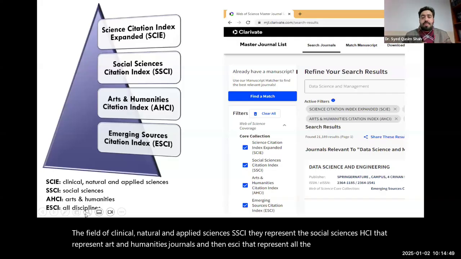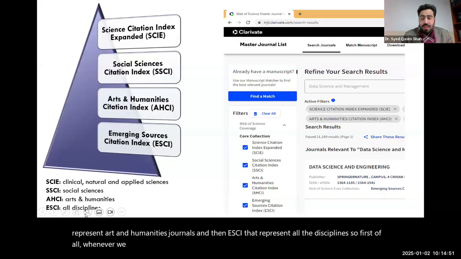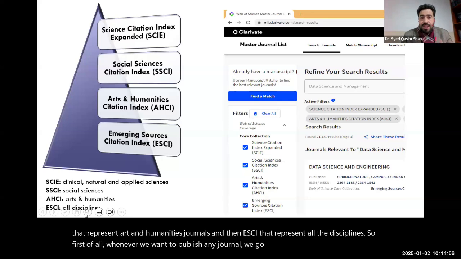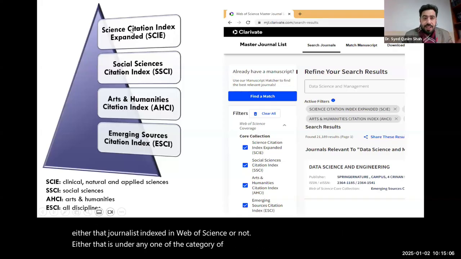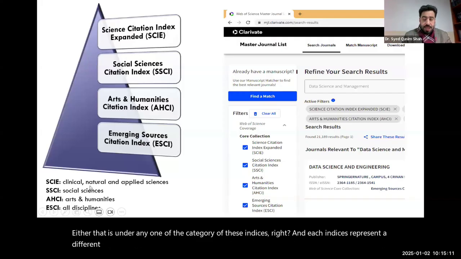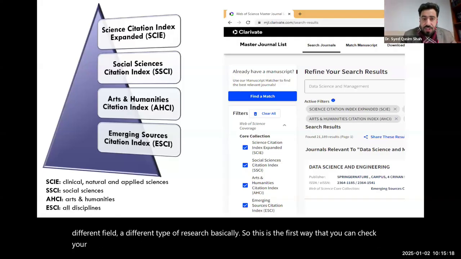So first of all, whenever we want to publish in any journal, we go to Web of Science and check whether that journal is indexed in Web of Science or not, and whether it is under any one of the categories of these indices, right? Each index represents a different field, a different type of research, basically. So this is the first way that you can check if your journal is indexed in Web of Science, through the Master Journal List.